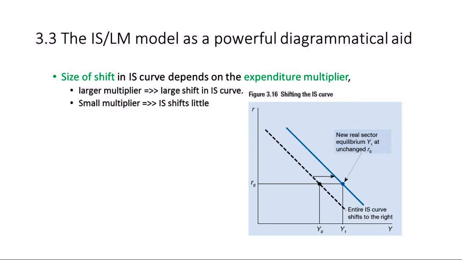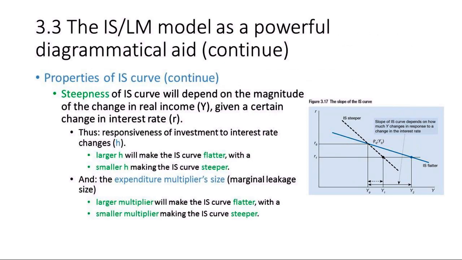So if you have a look at this move of the IS curve to the right, the magnitude of this shift of the IS curve depends on the expenditure multiplier. Now, that would make sense. If there's a change in interest rates, which causes a change in investment, which causes a change in income, the size of that change would depend on the multiplier effect, multiplying the initial change into a change in income or output. So keeping that in mind, you also have to consider the slope of the IS curve.